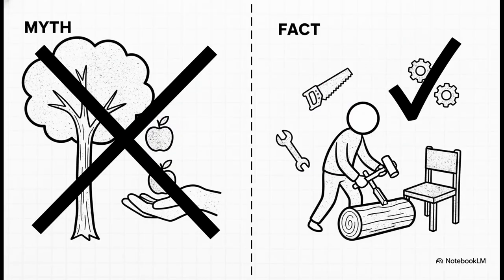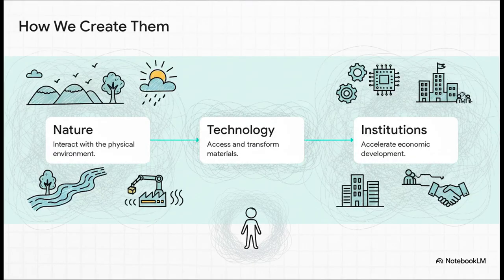You got to remember those three: accessible, feasible, and acceptable. Now here's a really common mistake people make. They think resources are just there, like free gifts from nature. But that's not the whole picture. The truth is, we humans play a huge role. We're the ones who turn stuff from the environment into something we can actually use. So, how does that happen? Well, think of it like a triangle. We start with nature, the physical environment. Then, we use our technology to transform what nature gives us. And finally, we build institutions, things like companies and governments, to speed up development. And right in the middle of all that, that's us, humans. We're the link that makes it all work.